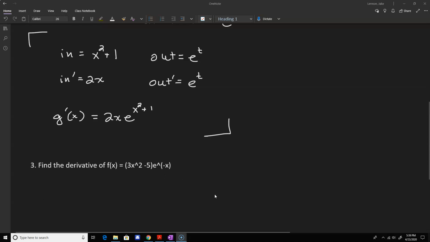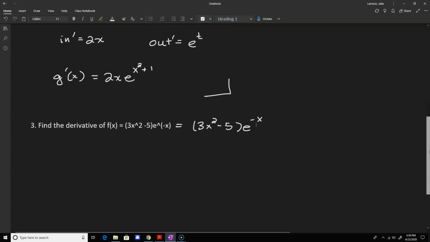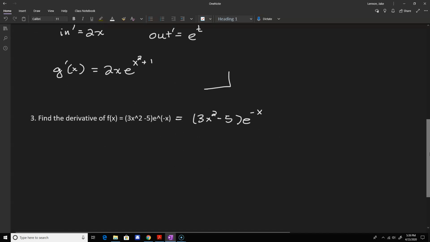So for number 3 here, we have a product rule. Again, we can rewrite this if we want as 3x squared minus 5 times e to the minus x. That's how it's written on the review. It's just translated into the calculator syntax without math print when I copy these over. So remember, we have a product of 2 different functions, a polynomial times an exponential. So we're using the product rule. The product rule, remember, says the derivative of u times v is u prime v plus u v prime.